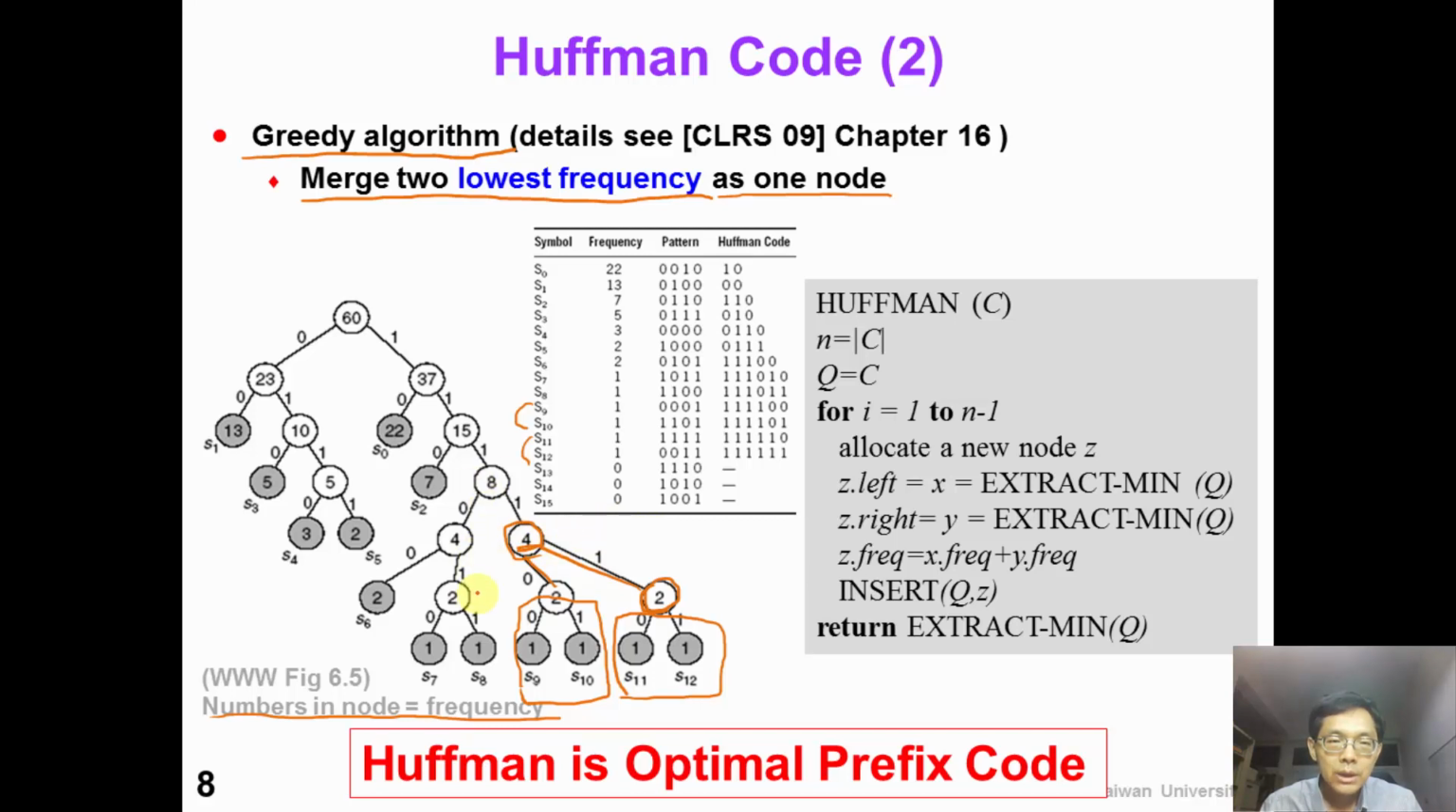We can gradually construct this tree from the bottom up. On the top of the root, we have a total frequency of appearance, which is 60. On the right hand side, we show the pseudocode of Huffman compression. If you want to know more detail, please see the textbook. It has been proven that the Huffman code is the optimum prefix code.